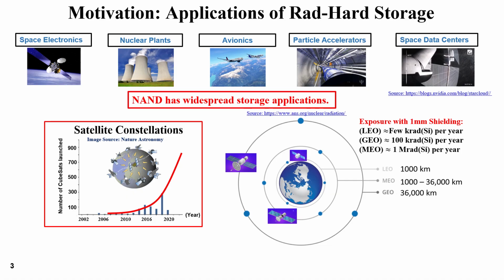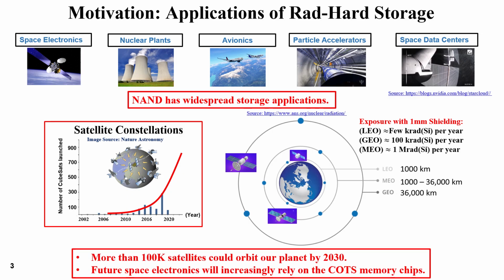In space, depending on orbit type, devices can experience radiation levels ranging from a few kilorad per year in low Earth orbit to nearly 1 megarad per year in medium Earth orbit. Projections suggest that more than 100,000 satellites could orbit our Earth in the near future, by 2030. This means that commercial off-the-shelf memory chips will increasingly be deployed in radiation environments.